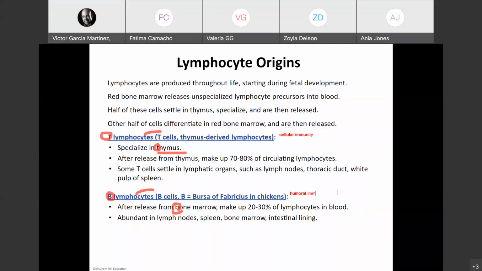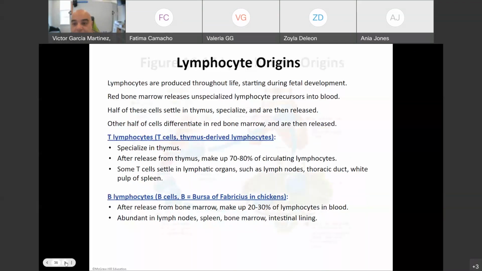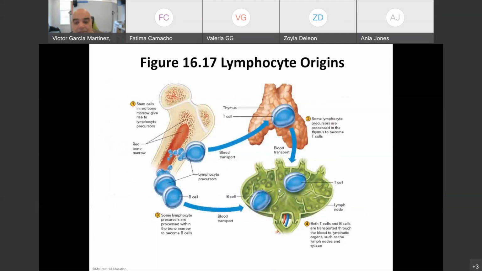Let's see what else we have here. This is the way to get the lymphocytes. Again, B cells mature in the bone marrow, and T cells mature in the thymus gland. Remember, the thymus is a gland located above the heart, and it's active only when we are children. It's going to be really active until we reach puberty.